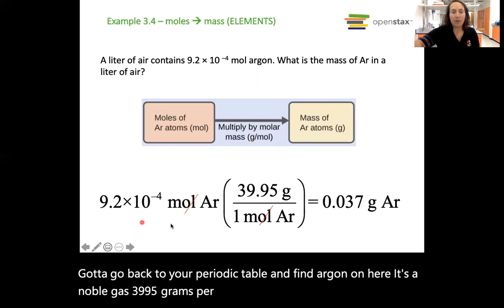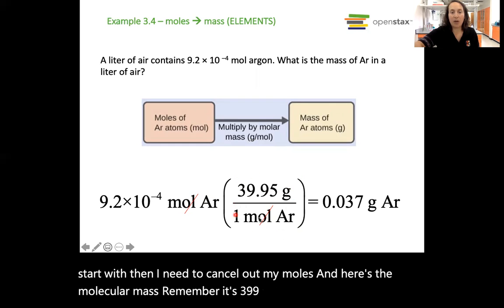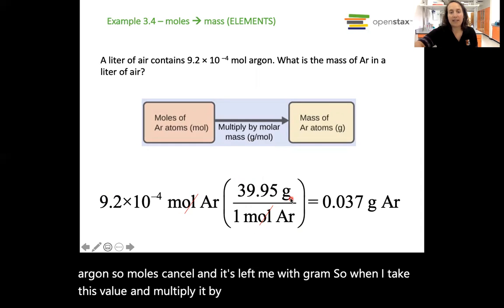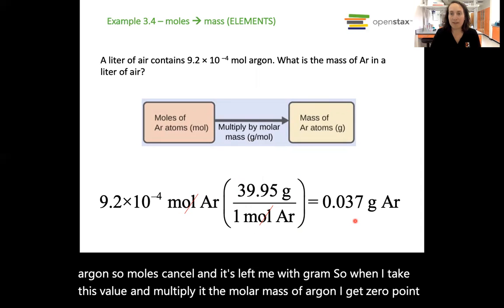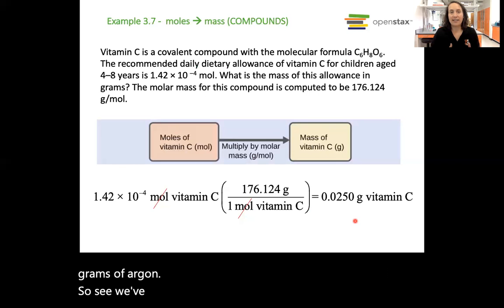So if I know how many moles I start with, then I need to cancel out my moles. And here's the molar mass. Remember, it's 39.95 grams for every 1 mole of argon, right? So moles cancel and it's left me with grams. So when I take this value and multiply it by the molar mass of argon, I get 0.037 grams of argon.